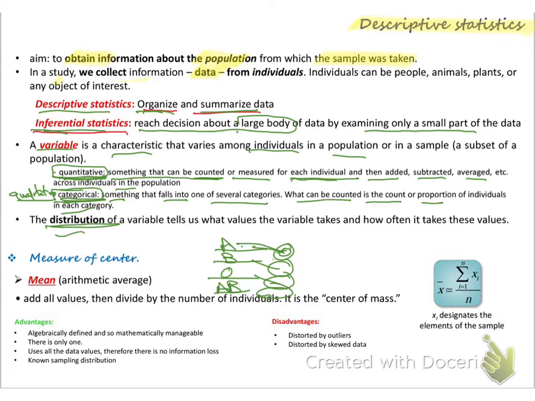So the distribution of a variable tells us the values of the variable, the maximum, the minimum, and where most of the data lies for the population or the sample. What are the values which the variable takes, and how often does it take them? 50% of them, or 30%, or 5%, or whatever. It takes these values.